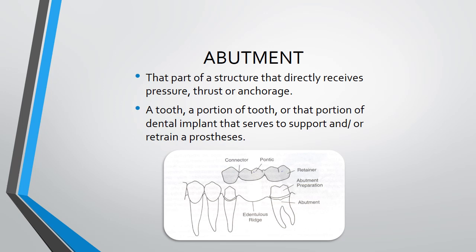So abutment is defined as the part of structure that directly receives a pressure, thrust or anchorage, or which gives the anchorage for the restoration. Or it can be defined as a tooth or a portion of tooth, or that portion of a dental implant, that serves to support and retain the prosthesis. So today's topic will be on the abutment evaluation. Before we proceed with any fixed prosthesis, we need to evaluate the abutment in certain aspects. So that content will be discussed as a part of our e-learning program in today's session.